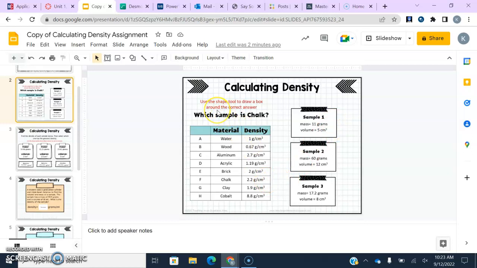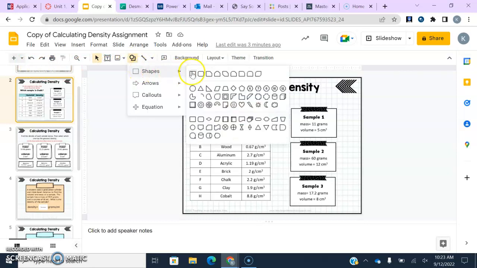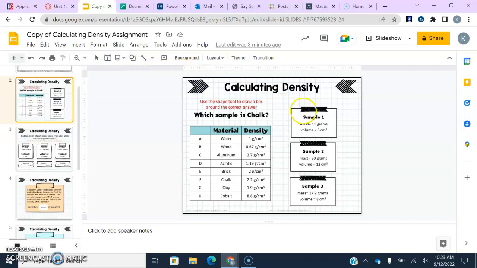Now for this one, it asks us to use the shape tool to draw a box around the correct answer. And the reason I wanted to create a video to help is because if we're not familiar with Google Slides, the shape is right here in the toolbar. So I'm just going to click on shape. It doesn't matter what shape you use. I'm going to use a circle or an oval. And you'll have this little plus button.